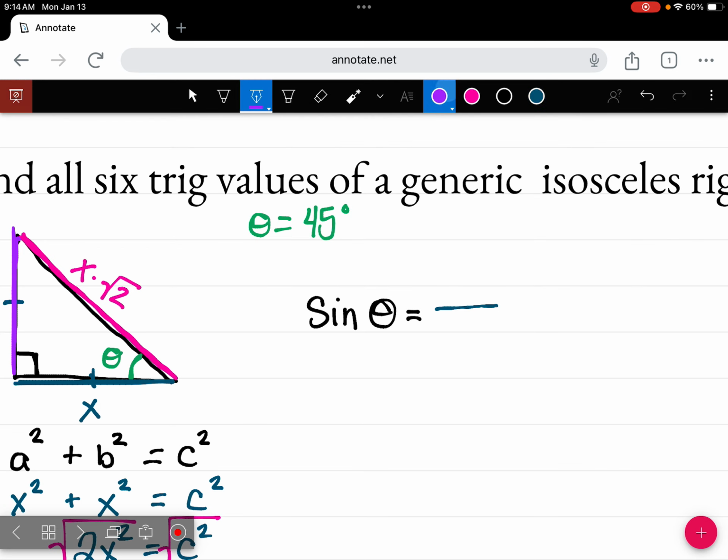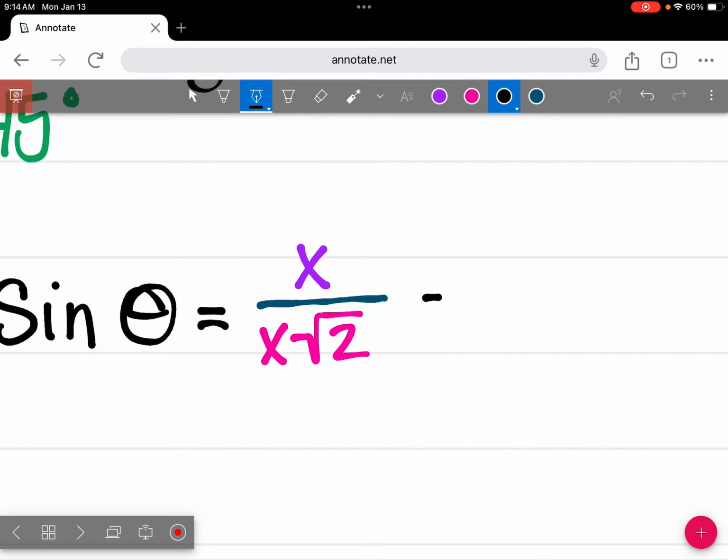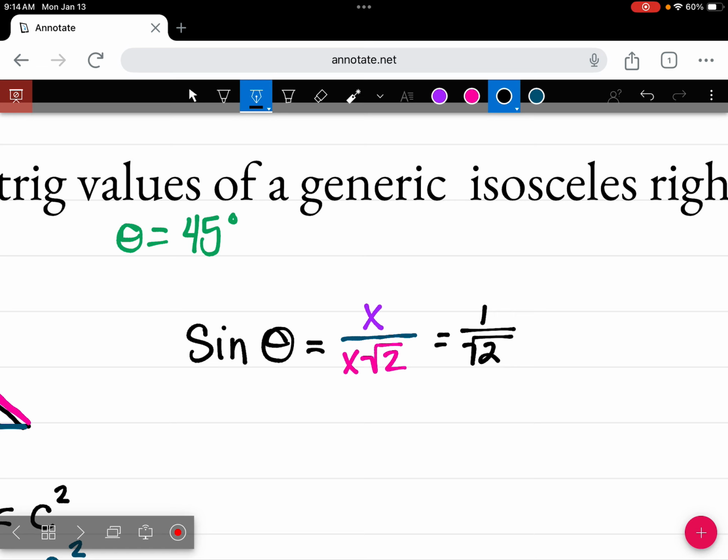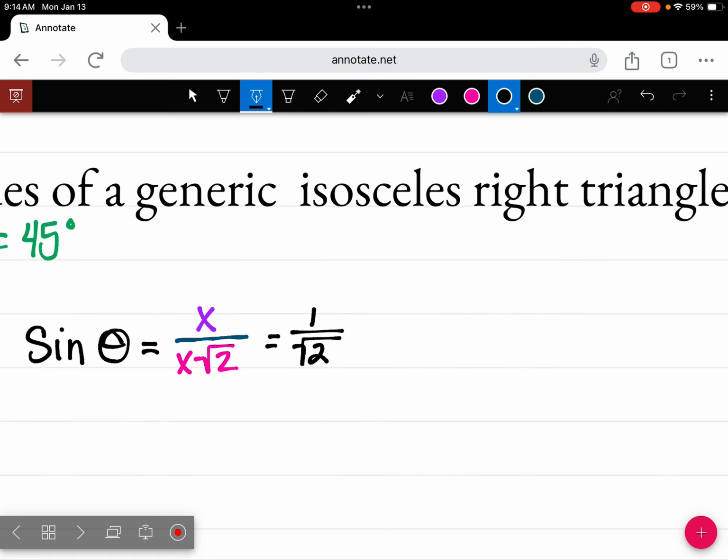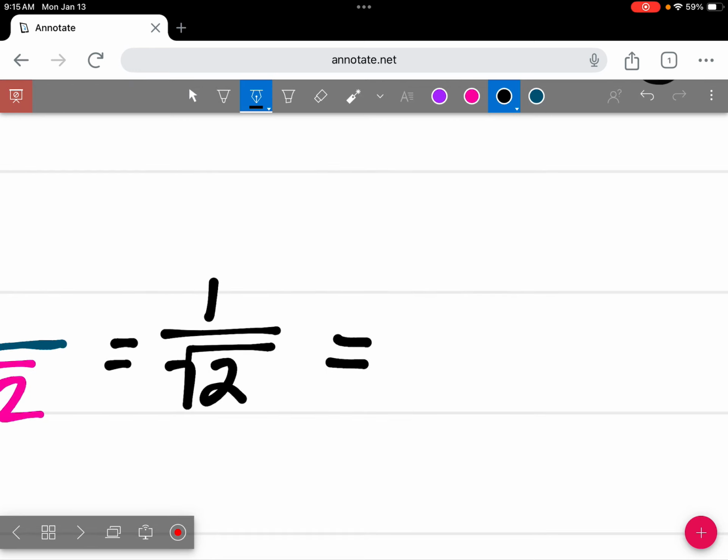What is the opposite side? X. What is our hypotenuse? X times square root of 2. What does that simplify to be? 1 over square root of 2, right? Because those x's cancel out. Do we get to have square roots in the denominator? No, we're going to rationalize it. So this is going to be what? Square root of 2 over 2.